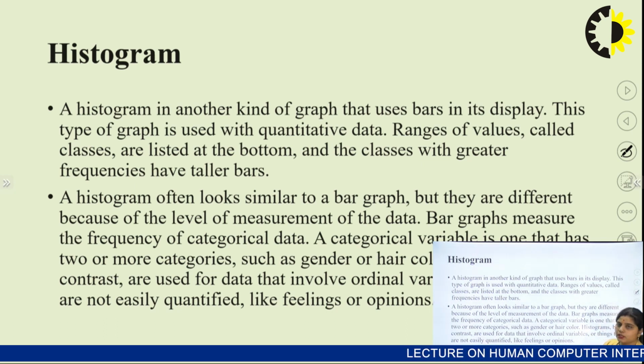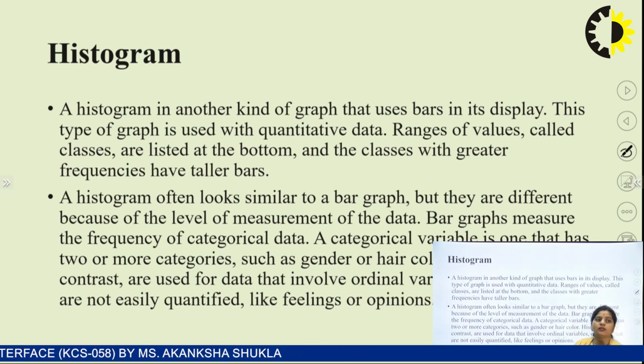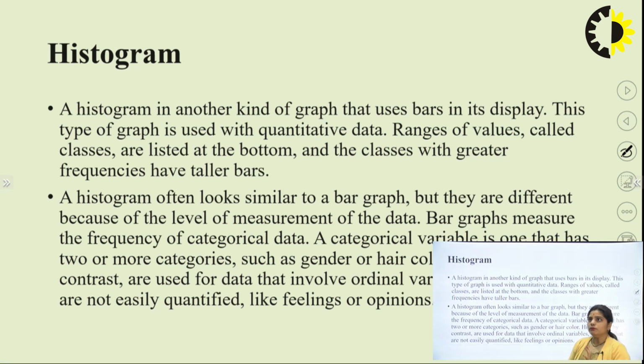Comparatively, histograms are used for representing data that involves ordinal variables, or things that are not easily quantified, just like feelings or opinions. Opinions cannot be easily verified, but they have a range of values. For example, if I am talking about opinion, we have a range of values, just like 1 to 5, for a particular problem, what is your opinion.